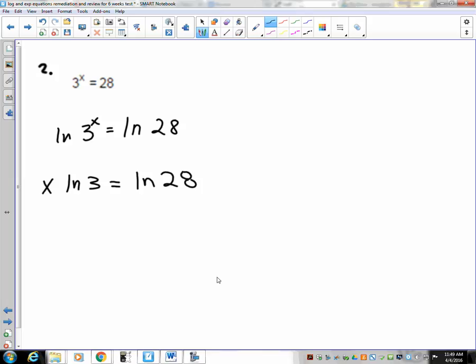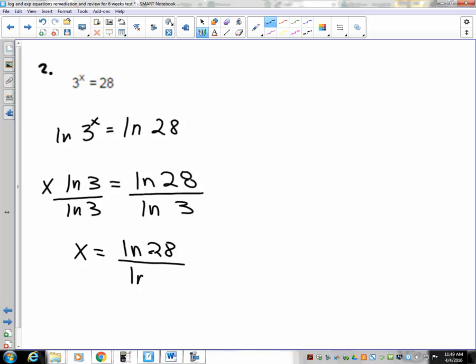All right, so how do we solve it? Divide by natural log 3. Okay. Now, this is the answer in terms of natural logs. All right, and that's what the direction said, right? Put the answer in terms of natural logarithms, but then what else? Use a calculator to obtain a decimal approximation to 2 decimal places.